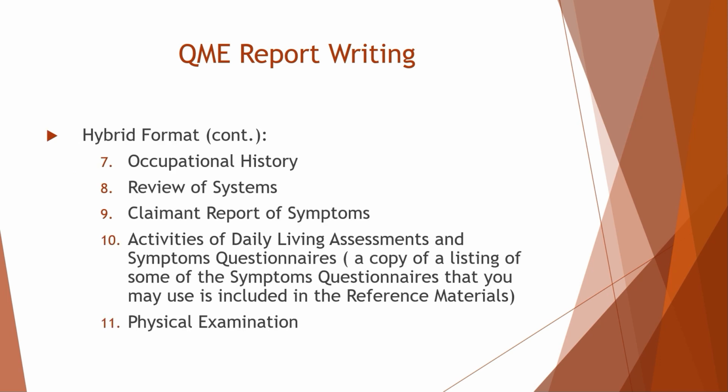We're also going to include a section where we talk about the occupational history. The AMA Guides refer to that as work history. We're going to have a section entitled the Review of Systems. We're going to have a section entitled the Claimant Report of Symptoms. And isn't that a much more politically correct term than claimant complaints? I think report of symptoms is much more politically correct, because the claimant is going to report to us what their physical symptoms are as they relate to the industrial injury.